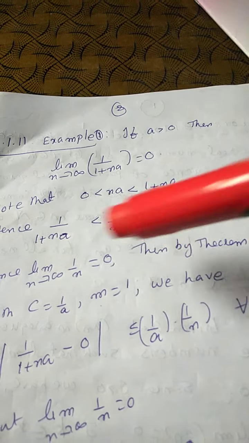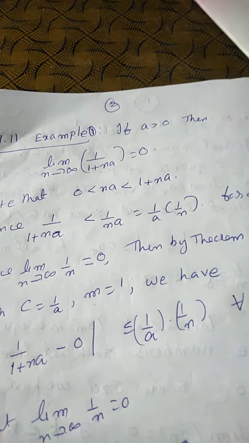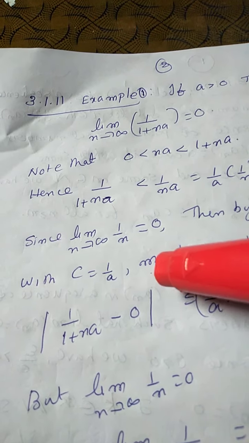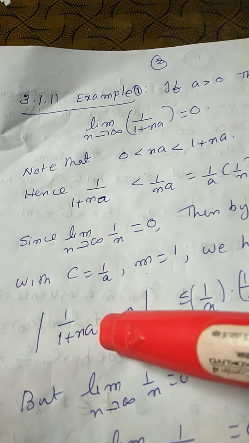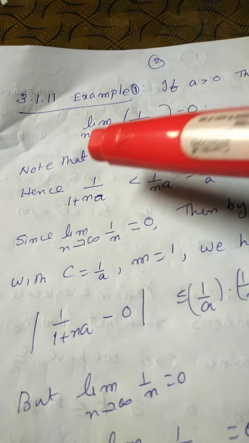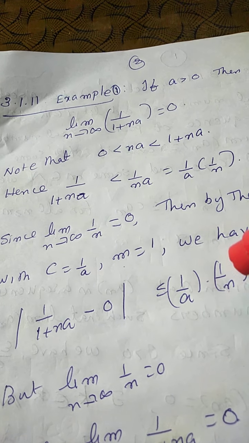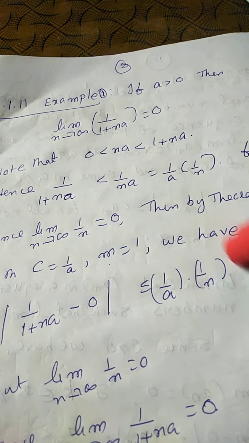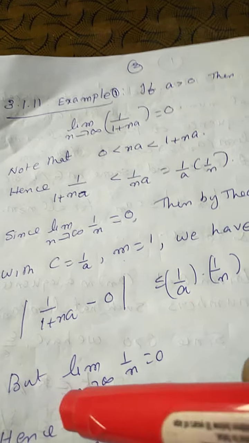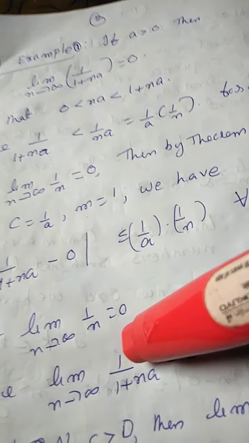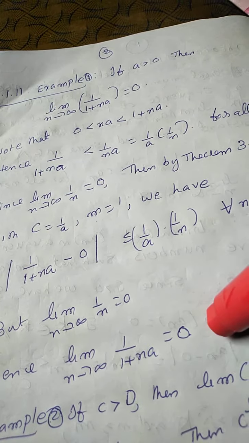Then by that theorem, put c is equal to 1 by a, we have modulus of 1 by 1 plus na minus 0, which is nothing but 1 by 1 plus na, less than or equal to 1 by a into 1 by n, and this tends to 0. Therefore, limit n tending to infinity 1 by 1 plus na equal to 0.